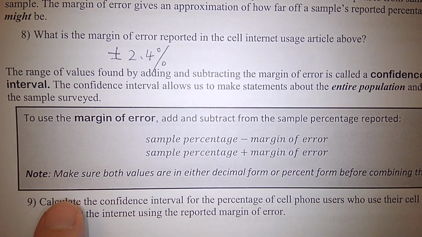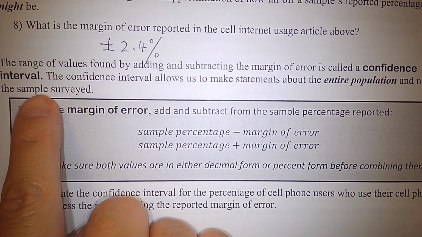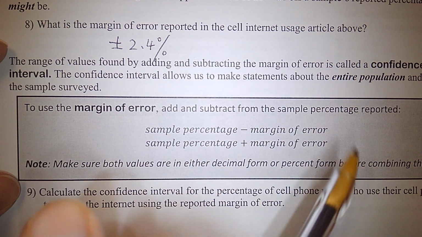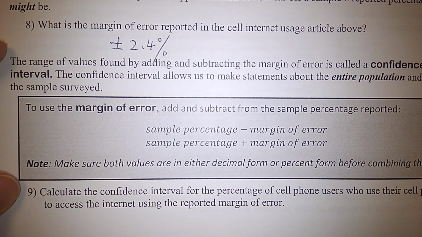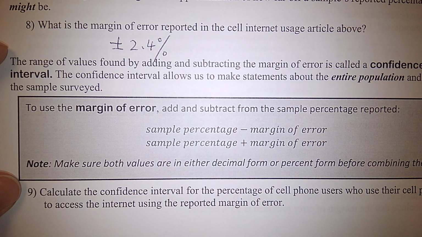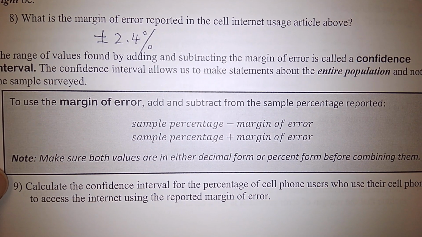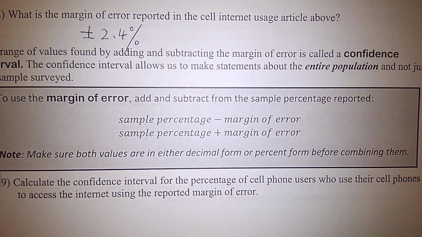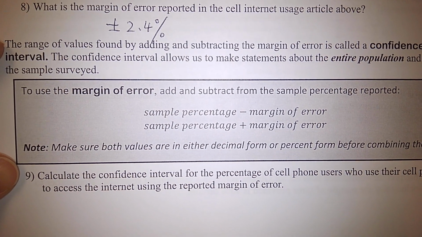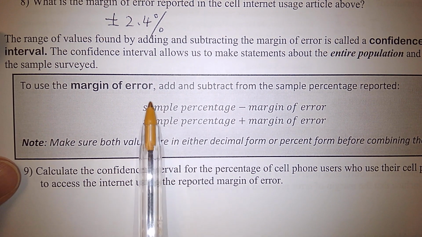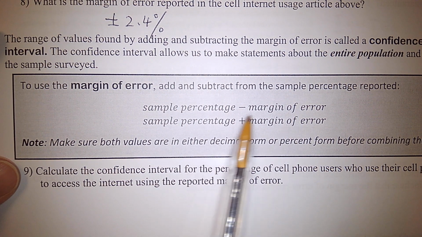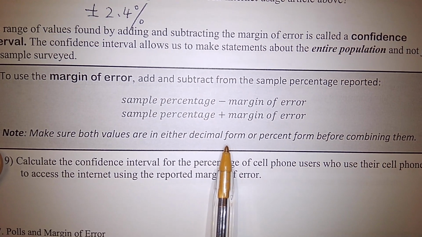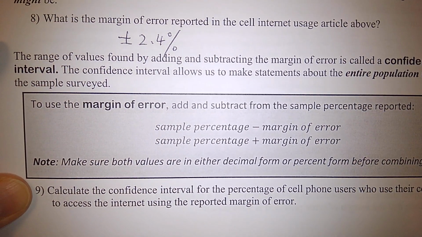Alright, then we talk about confidence interval. I'm going to ask a volunteer to read this three-line paragraph and also the gray box for us. Morgan? The range of values found by adding and subtracting the margin of error is called the confidence interval. The confidence interval also allows us to make statements about the entire population and not just the sample surveyed. We use the margin of error, adding and subtracting from the sample percentage reported: sample percentage minus margin of error, sample percentage plus margin of error. Note, make sure both values are either in decimal or percent form before computing. Okay, here we go, thanks.